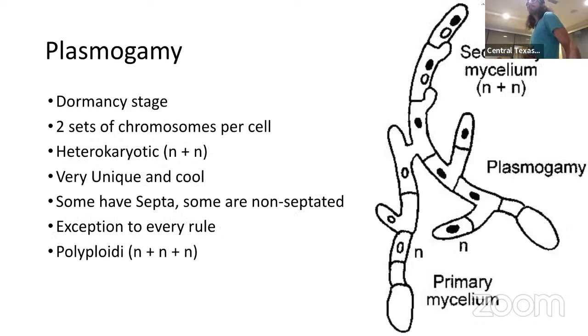So this is the dormancy stage. As I said, there are two sets of chromosomes per cell. And here's a diagram to better illustrate what's going on. These are two compatible mycelium that have fused, and the new mycelia that they're making have two complete sets of chromosomes. So pause a second.